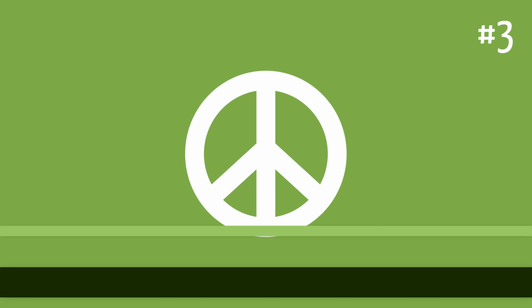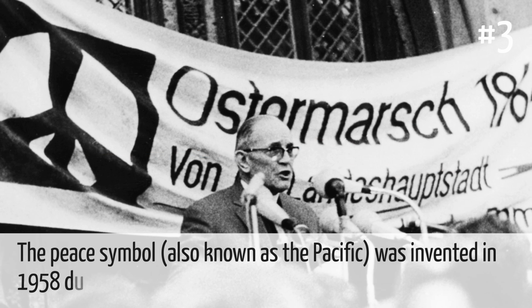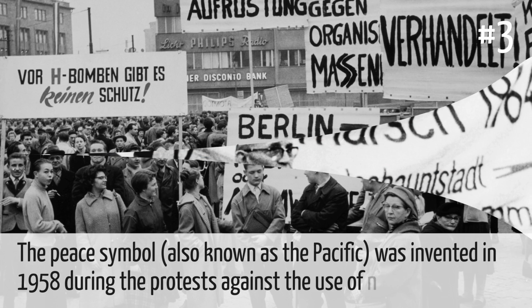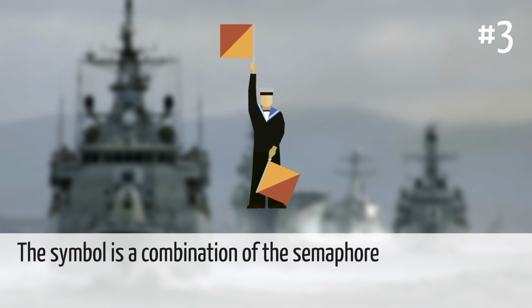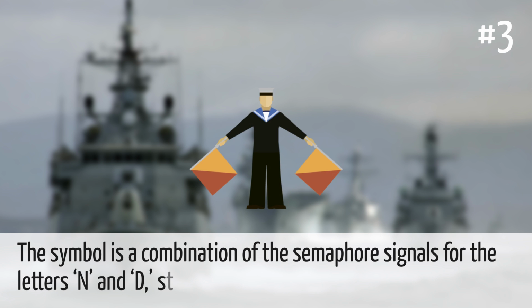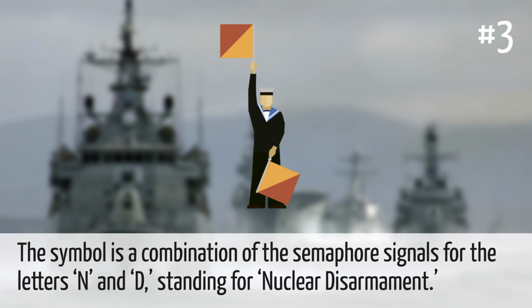Symbol number 3, the peace symbol. The peace symbol, also known as the Pacific, was invented in 1958 during the protests against the use of nuclear weapons. The symbol is a combination of the semaphore signals for the letters N and D, standing for nuclear disarmament.